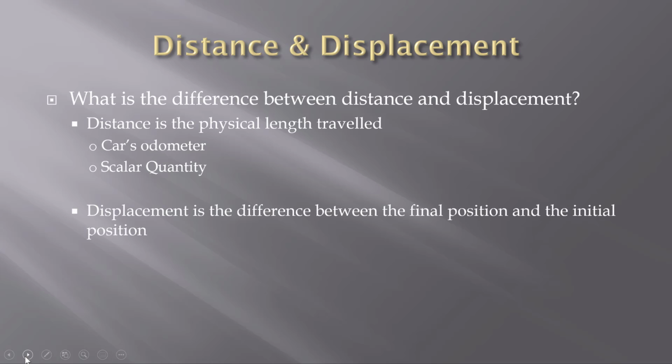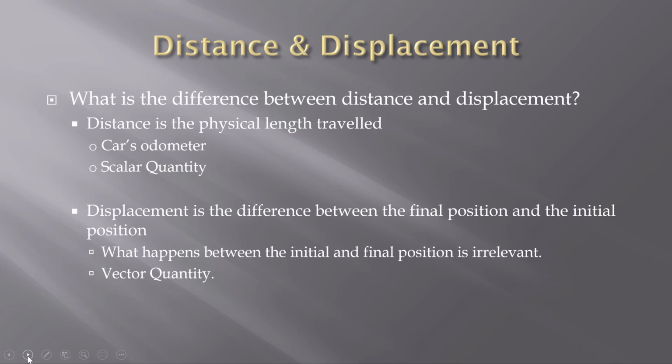Displacement, on the other hand, is just the difference between the final position and the initial position. Now, it's a little bit different from distance sometimes, and we'll show how it's different. But for now, what you really want to pay attention to is that it just doesn't matter what happens in between your starting position and your final position. Okay? It's just the difference between where you start and where you end. And instead of being a scalar quantity, it's something we call a vector quantity.